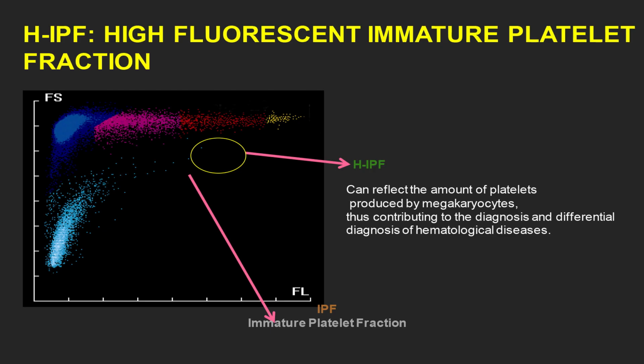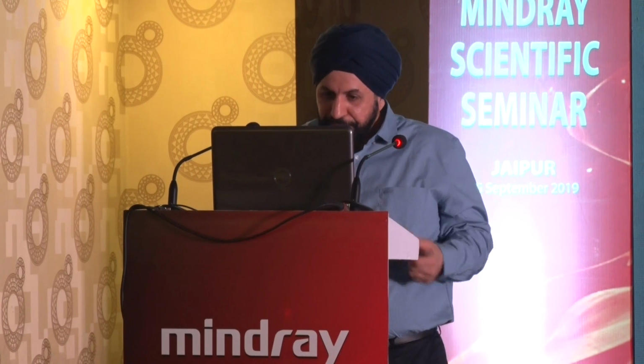So this is an important parameter, high fluorescence IPF. It came with a lot of fanfare. The logic was that this zone would probably be able to differentiate giant platelets from reticulated platelets and take care of some of the ethnic variations that we are encountering in IPF. So we decided to do some internal study in our own lab.